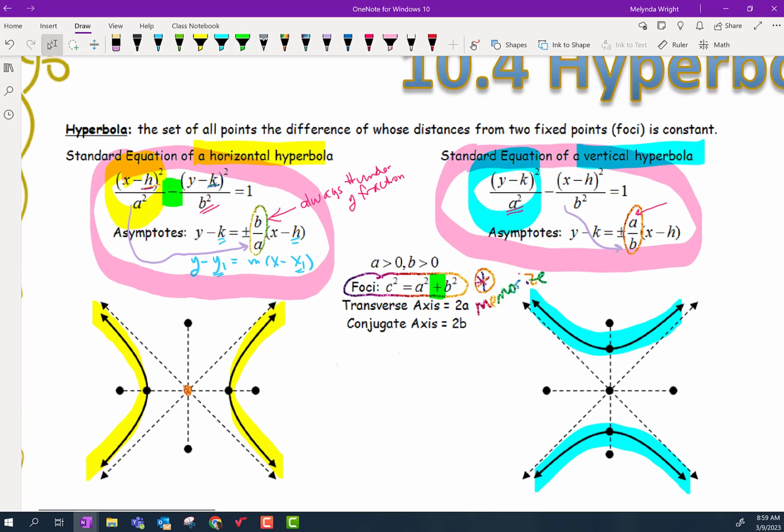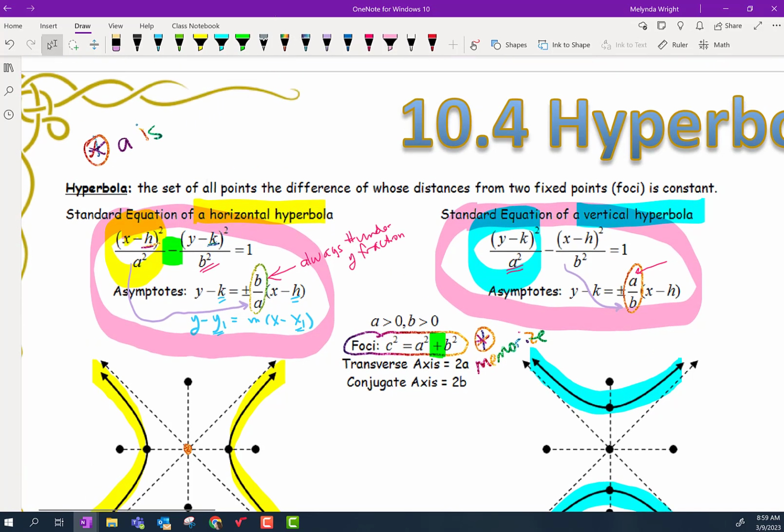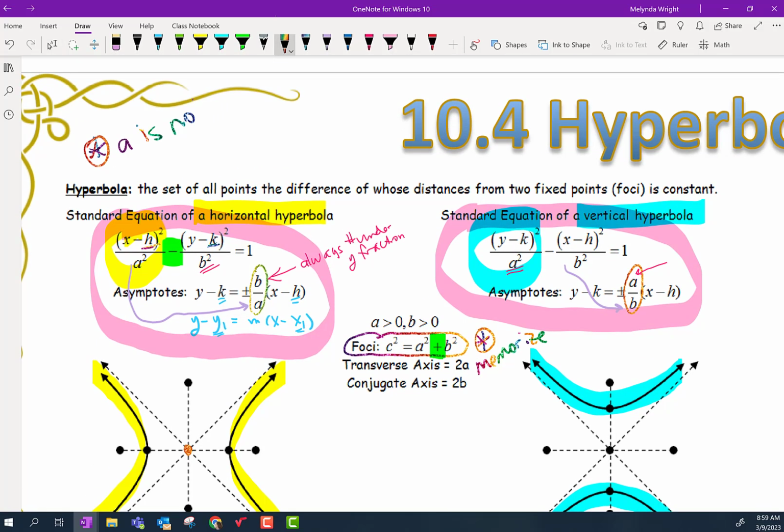Let's just make ourselves a little note. A is not necessarily larger. A is with the positive fraction.